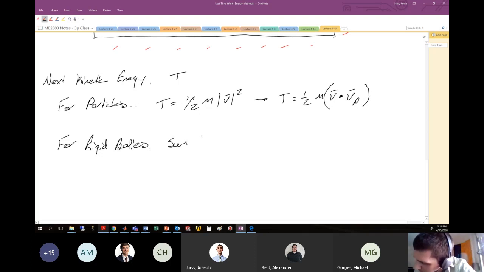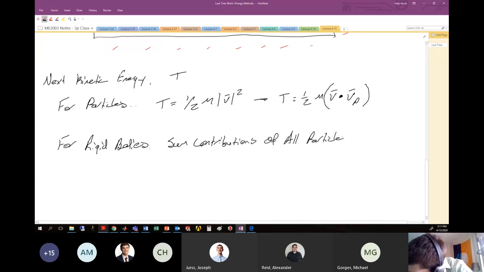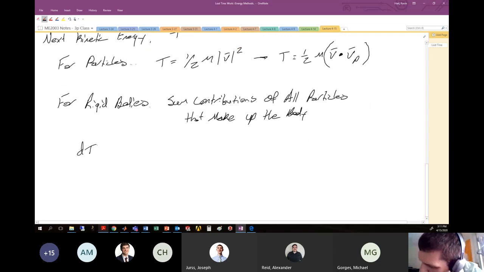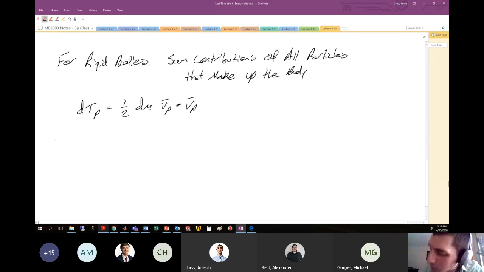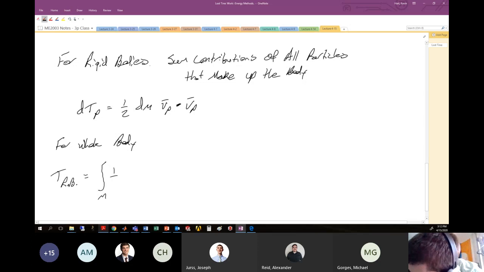So for rigid bodies, we'll sum contributions of all particles that make up the body. What that looked like is we had a differential form of the kinetic energy of some random particle P was 1/2 a differential mass multiplied by the velocity of that particular particle dotted with the velocity of that particular particle. So this was an infinitesimally small contribution of the kinetic energy coming from one particle that might make up a collection of particles that we know as a rigid body. So for the whole body, we saw that the kinetic energy of this rigid body was equal to integrating over the mass that general form, which was 1/2 dm vp dot vp.